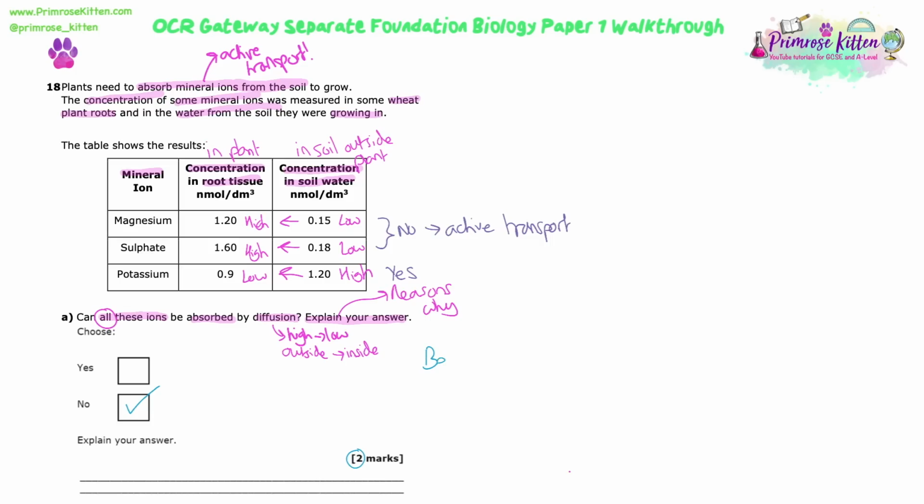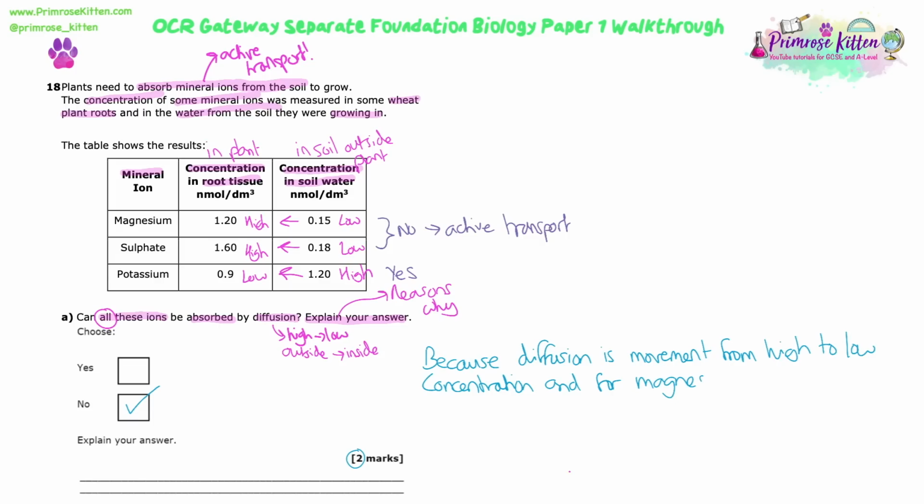Now we just need to explain our answer because there's 2 marks here. So we need to say what diffusion is, and then we can say why they can't move by diffusion. Because diffusion is movement from high concentration to low concentration, and for the sulfate and the magnesium ions, they would have to move against the concentration gradient, so from low concentration to high concentration. And that's our explanation.